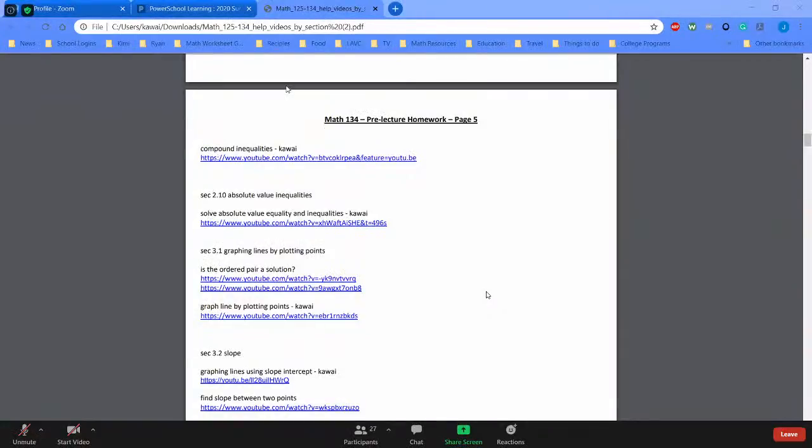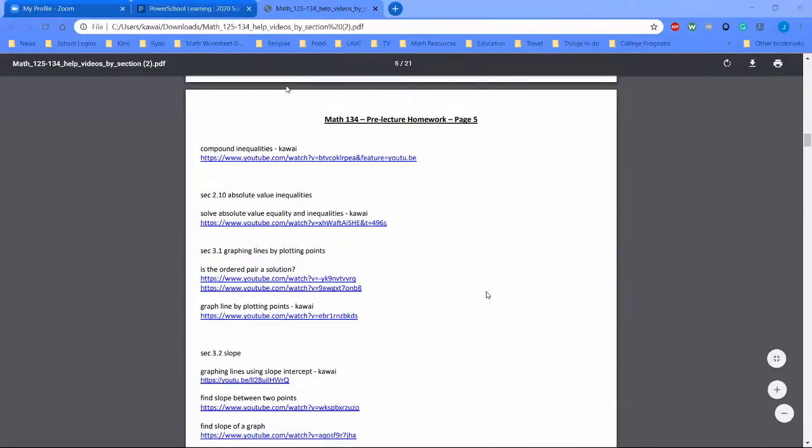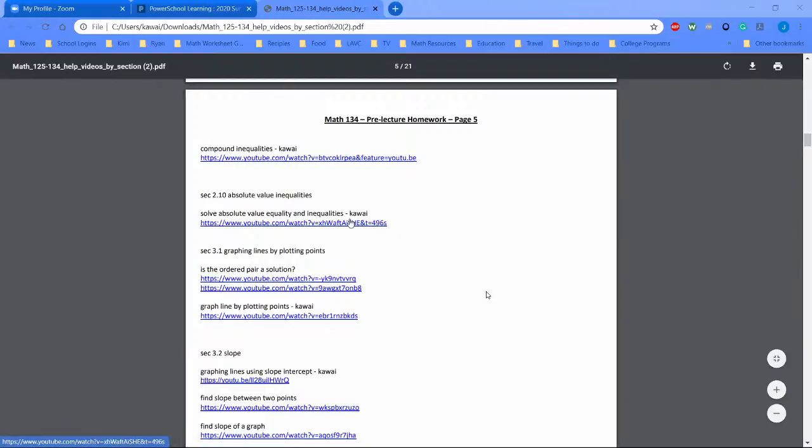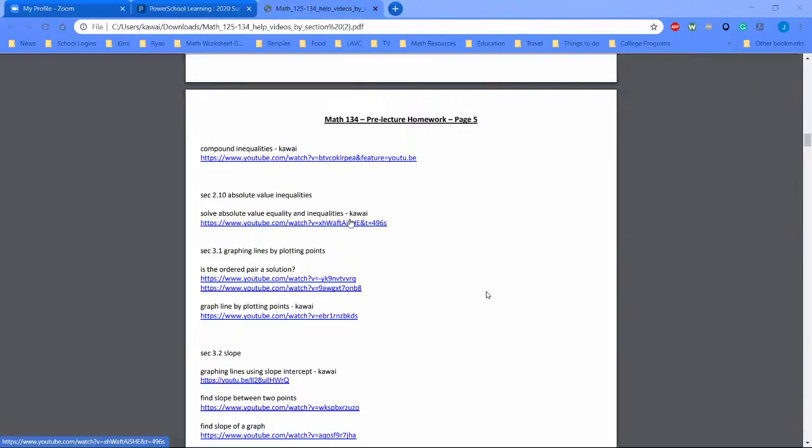Now, once you go into that file, you'll see 2.9, 2.10, 3.1. Do you see this one over here that says Kauai? All the ones that say Kauai are the ones I did. So I went and just started with, what's the most difficult section that everyone gets wrong? I did those first.